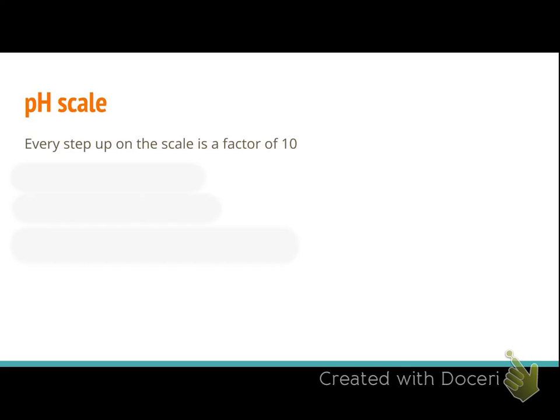So before we start with calculations, we want to talk about what the pH scale is. The pH scale is going to measure how acidic or how basic something is. We know that it has numbers, 1, 2, 3, 4, all the way up to 14. Now, the first bullet here says every step up on the scale is by a factor of 10. So if I am going from a pH of 2 to a pH of 3, that looks like it's going up by a factor of 1. But really, every step is by a factor of 10.